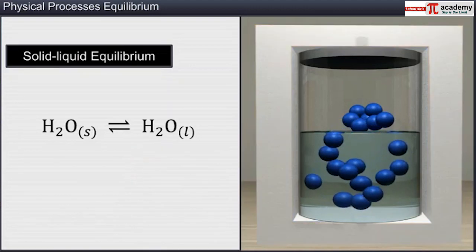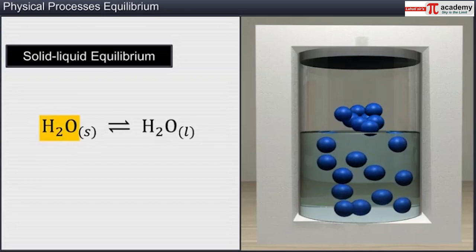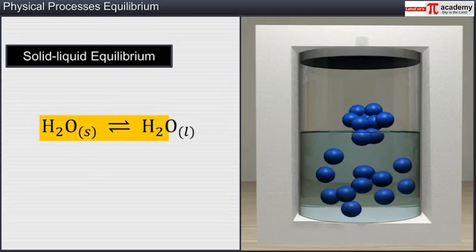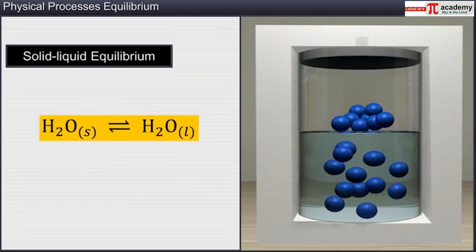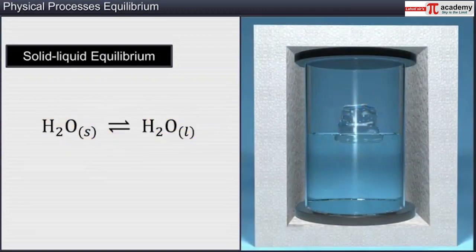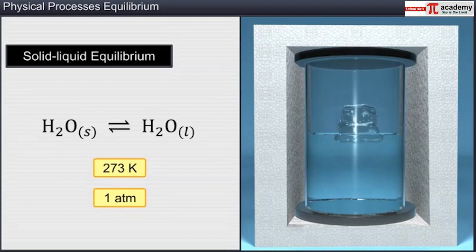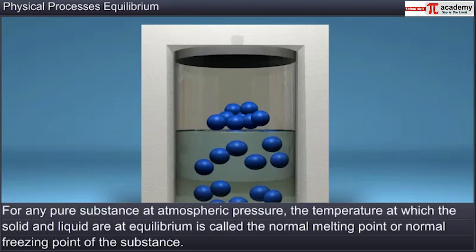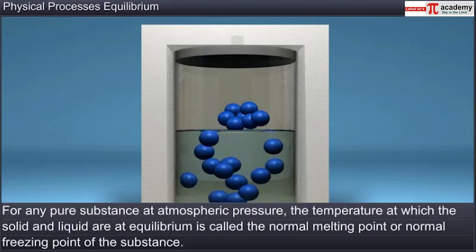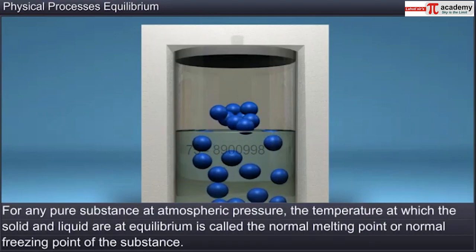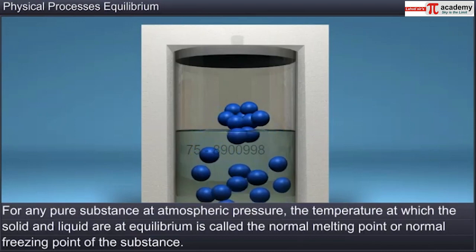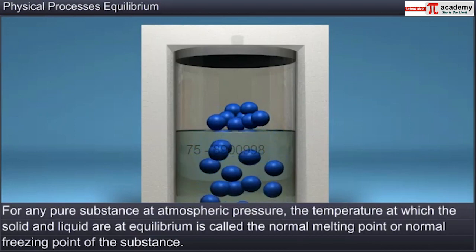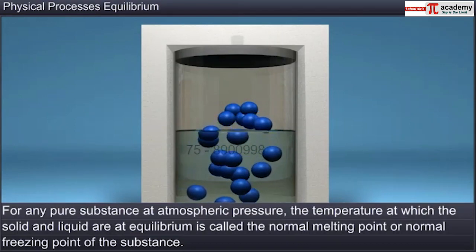The equilibrium for this phase change may be written as H2O(s) ⇌ H2O(l). It is important to note that ice exists in equilibrium with water only at a particular temperature and pressure. Thus, for any pure substance at atmospheric pressure, the temperature at which the solid and liquid are at equilibrium is called the normal melting point or normal freezing point of the substance.